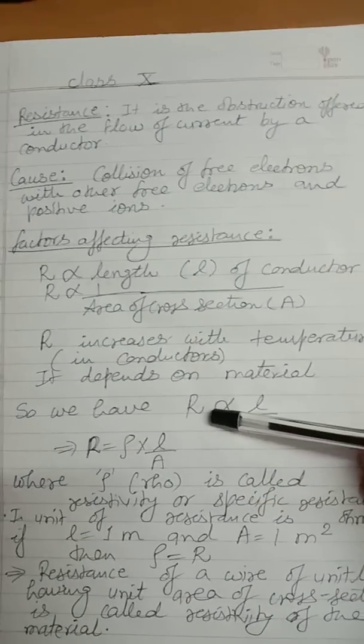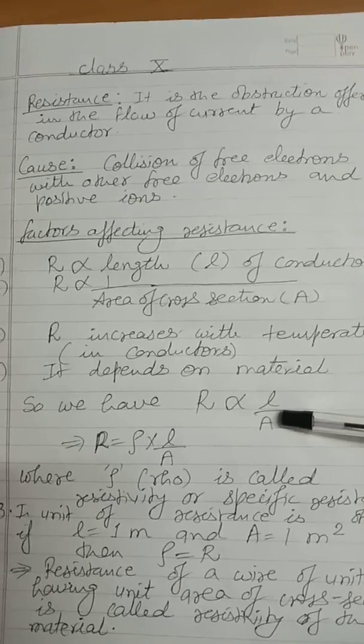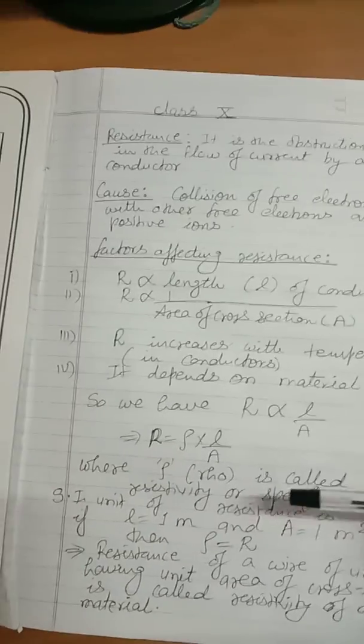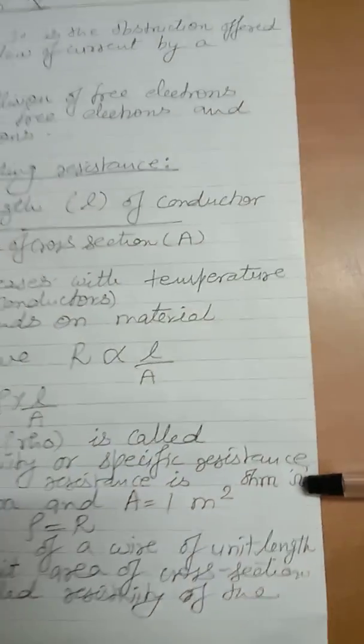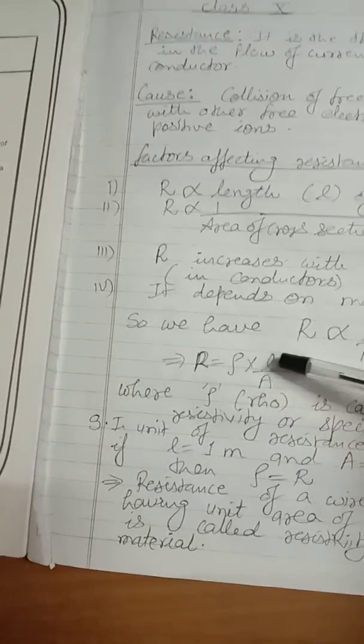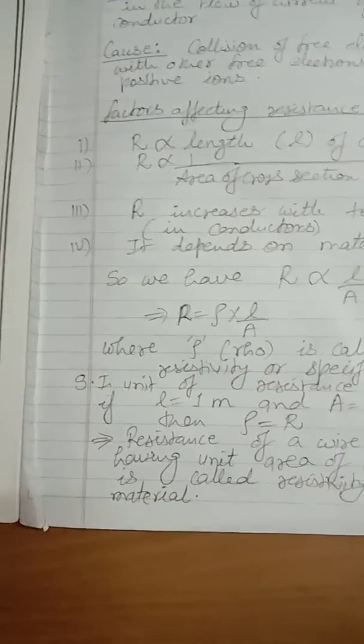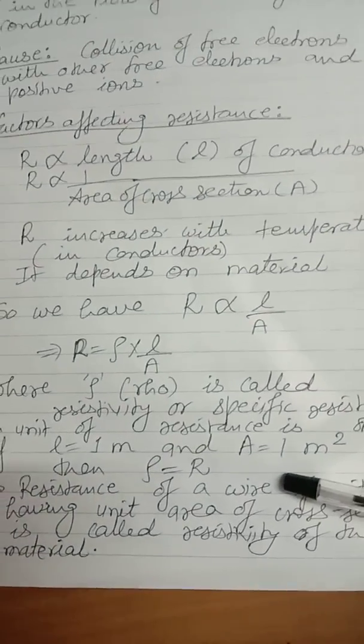Now the SI unit of resistance is ohm, named to honor the scientist, and symbolically represented by omega. That is the symbol of resistance. If we substitute the units of length, area and resistance, then the unit of resistivity will be ohm meter.